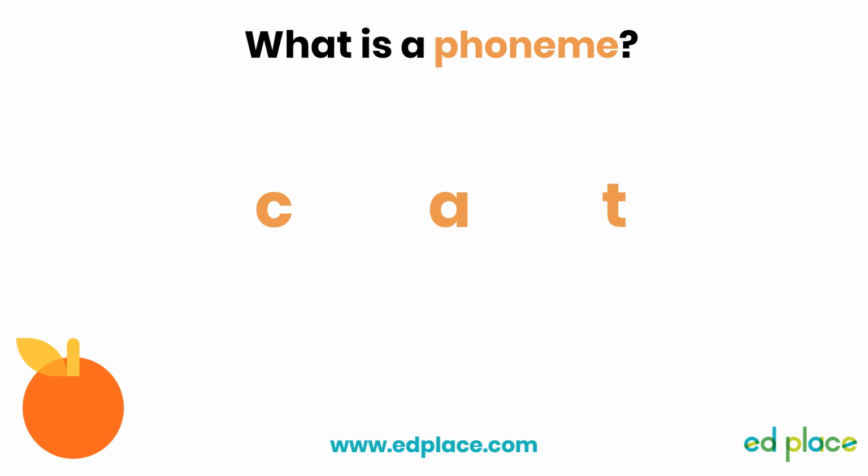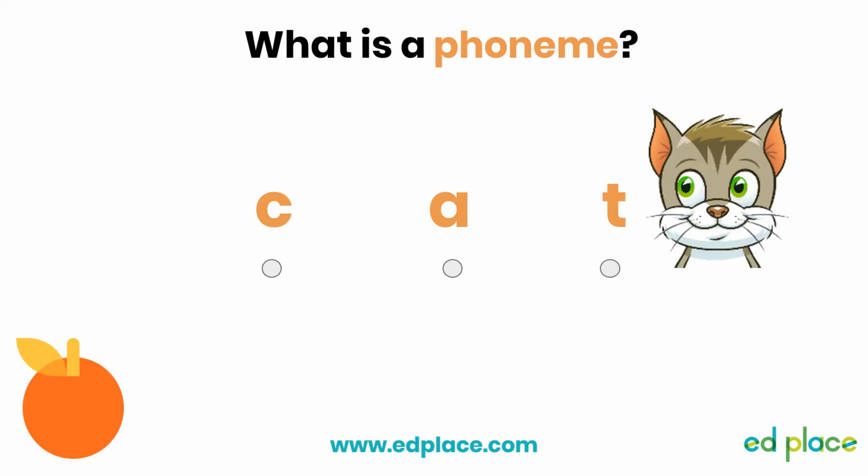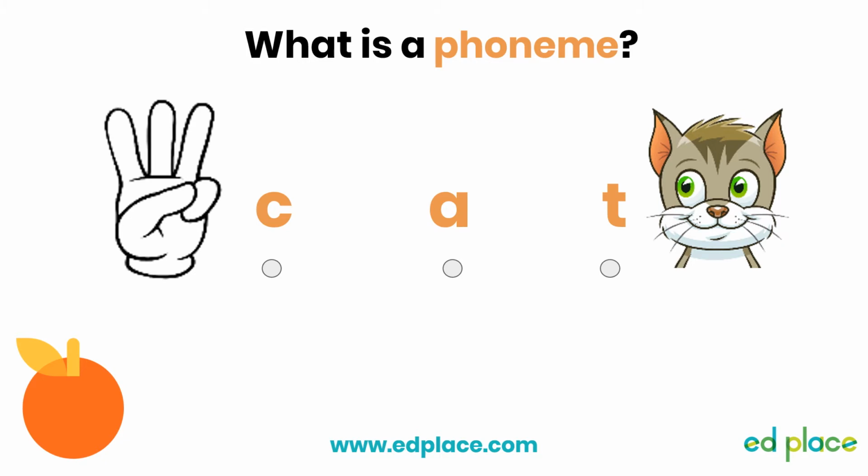Let's give this a try. Say the word cat. Now listen to how I say the word cat. K-a-t. Cat. The word cat has 3 sounds or phonemes. We change the shape of our mouth 3 times.